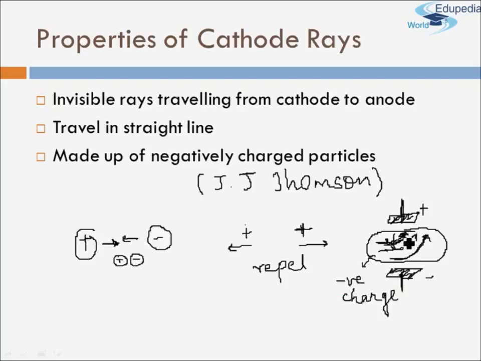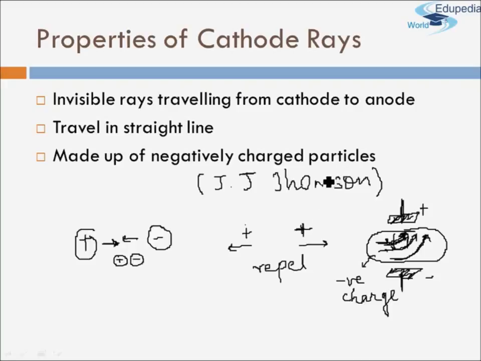Another obvious thing is that these rays are traveling from the cathode towards the anode. It means, in a way, they are getting repelled by the cathode and attracted towards the anode. So this only further solidifies the postulate that these rays are negatively charged, and that these rays are actually made up of particles.